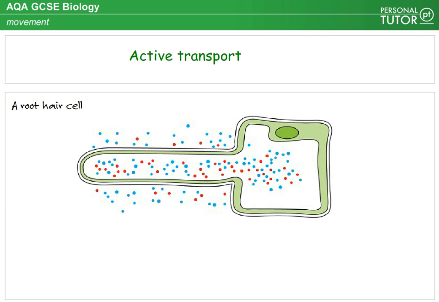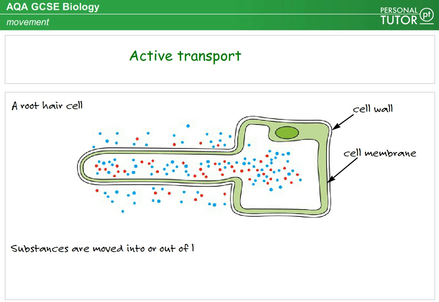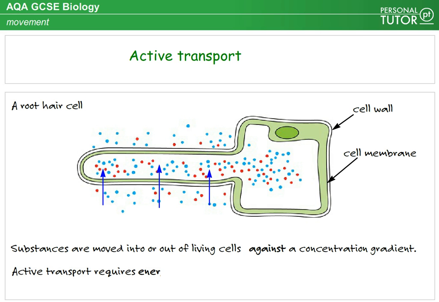Plants are able to absorb mineral ions from a very dilute solution in the soil by a process called active transport. In active transport, substances are moved into or out of living cells through a partially permeable membrane against a concentration gradient. Because this process is against a concentration gradient, it requires energy. Respiration provides the energy for active transport. For this reason, root hair cells have a lot of mitochondria.